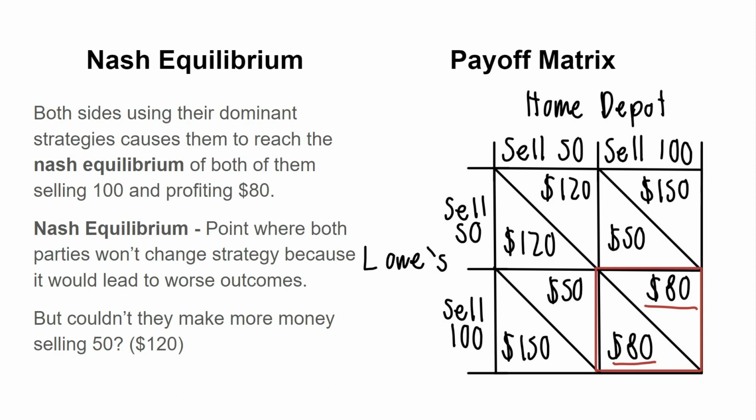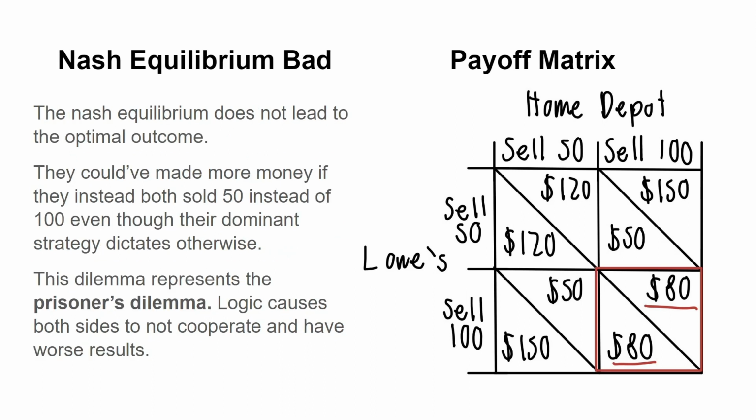However, we can see that if they instead both sell 50, they would both gain $120. Since $120 is greater than $80, we can see they didn't maximize their profits. Now this is because the Nash equilibrium does not lead to the optimal outcome. Interestingly, even though they used their dominant strategy, it resulted in worse outcomes for both. This is the dilemma of the prisoner's dilemma.